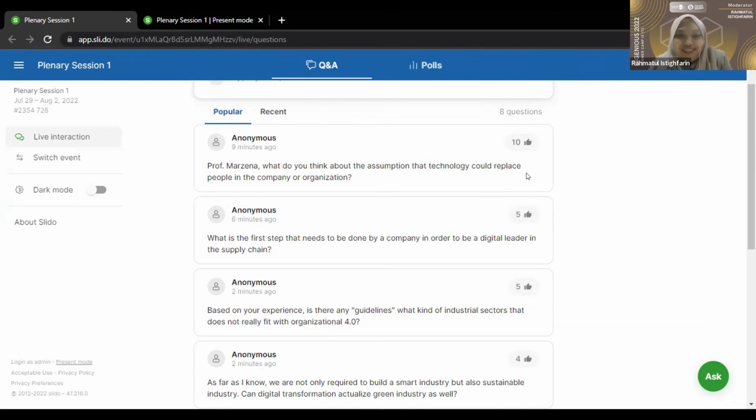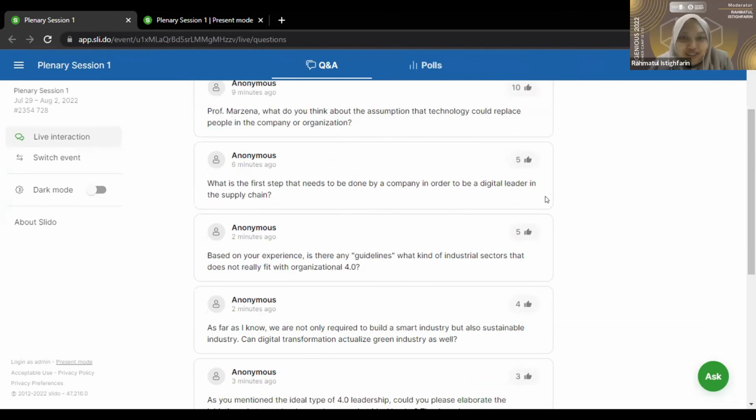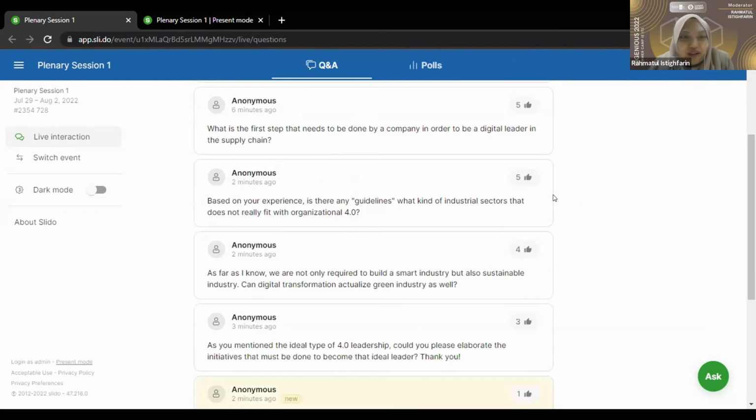Okay, thank you for the answer. So I will continue to read the second question. Based on your experience, is there any guidelines on what kind of industrial sector does not really fit with organization 4.0?